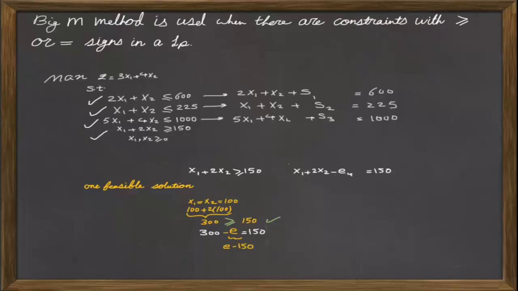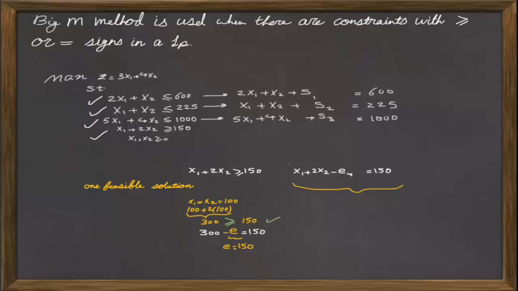So E is equal to 150 in this example, which by accident is equal to the right hand side, but it doesn't necessarily have to be equal to your right hand side. It's the amount that you have to reduce from the left hand side to make it equal to the right hand side of the problem. E is related to the fourth constraint, that's why we give it the index of 4.